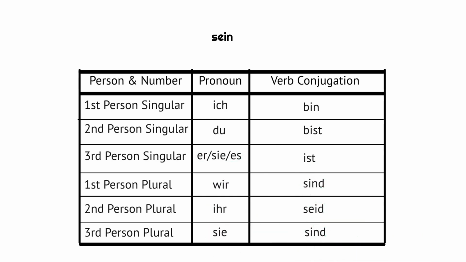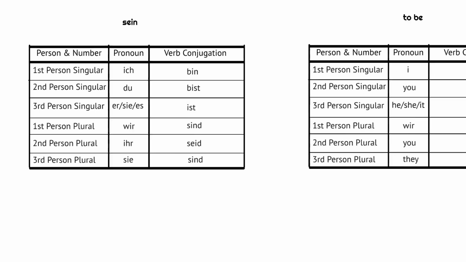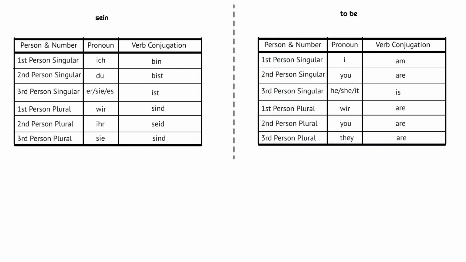Now, notice that this chaotic pattern isn't unique to German. The English verb to be is also a wild card. Let's put the German and English conjugations side by side so you can see the direct parallel and understand why this one verb is so fundamental to both languages. So, let's look at how sein works in action. Watch how the conjugation changes depending on the subject, just like we saw on the chart.